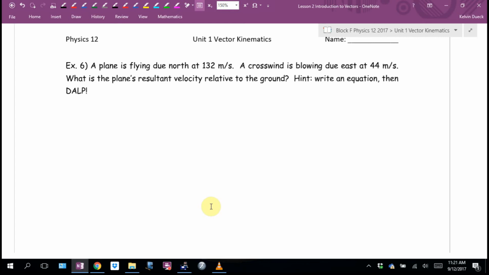I've turned the page and I see the word north, so I'm going to draw a compass rose. A plane is flying due north at 132 meters per second. There's a crosswind blowing due east at 44 meters per second. What's their resultant ground velocity? In pilot speak, we call this your airspeed, the wind speed, and the ground speed. That bugs me. They should say your air velocity, your wind velocity, and your ground velocity, but they don't. It is a vector, though.